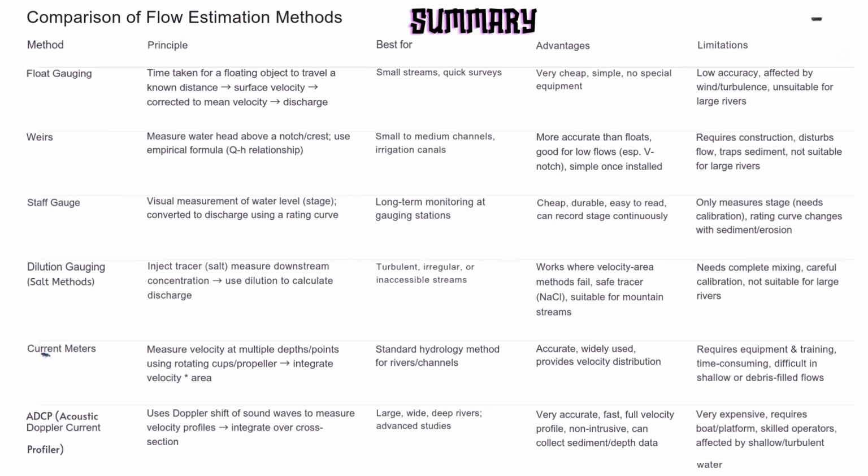In short, as summary: float gauging, cheap and simple, low accuracy. Weirs, good for small flows, structural installation needed. Staff gauge, long-term monitoring, needs calibration. Dilution gauging, good for rough, turbulent streams. Current meters, standard, accurate, but time-consuming. ADCP, modern, very accurate, but costly.